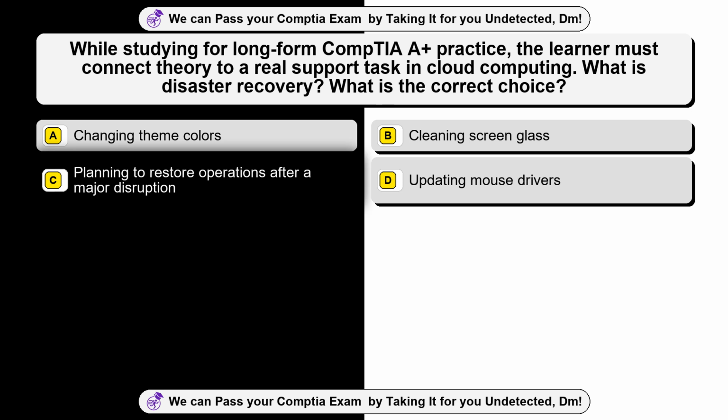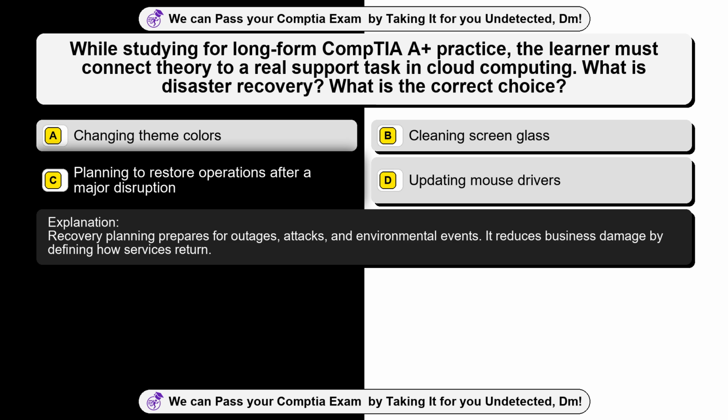The correct answer is option C, planning to restore operations after a major disruption. Recovery planning prepares for outages, attacks, and environmental events. It reduces business damage by defining how services return.